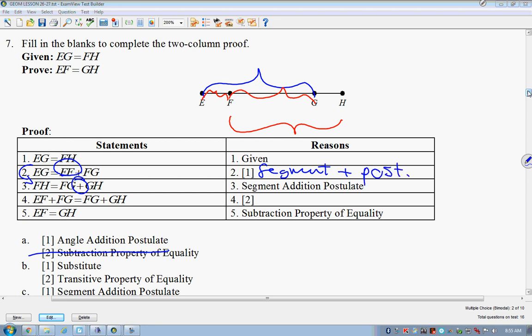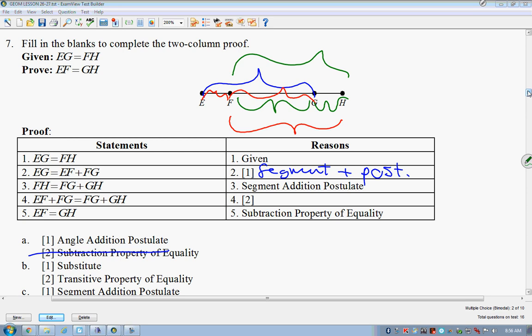Then they say FH plus FG. Hold on, let me erase this because it's all been moved. FH, which is this guy, is made up of FG plus GH. Well, didn't they do the exact same thing that we did up here? And they used the segment addition postulate. So that should give me confidence that we did the right thing with the segment addition postulate, correct?